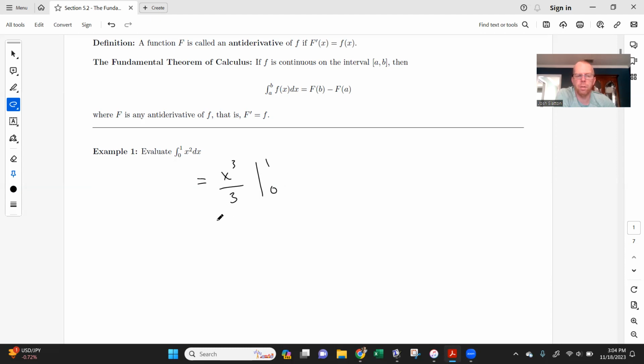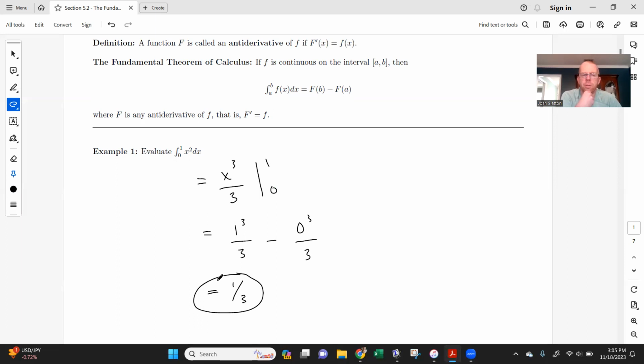So we are going to plug in 1. So 1 cubed over 3. And then we'll subtract and plug in the lower limit, which is 0. And of course, this is just going to give us 1/3. And that is it. So we'll talk about formulas for this, but that's the general idea.